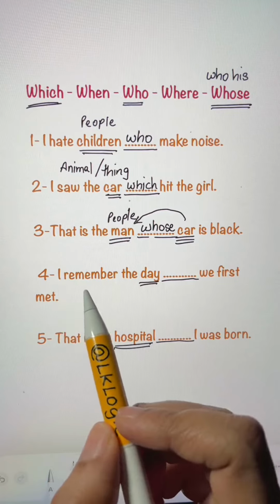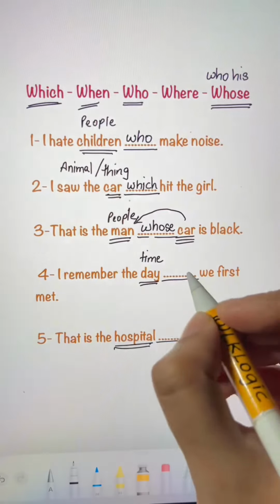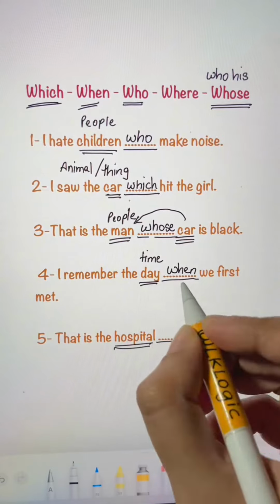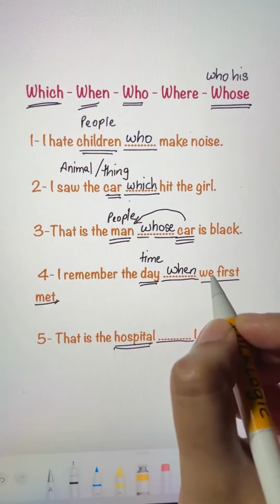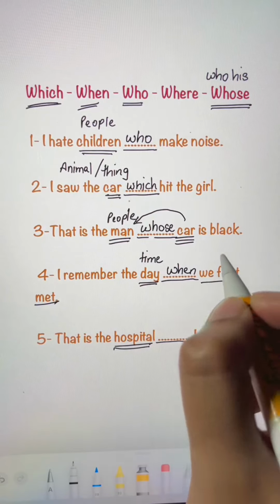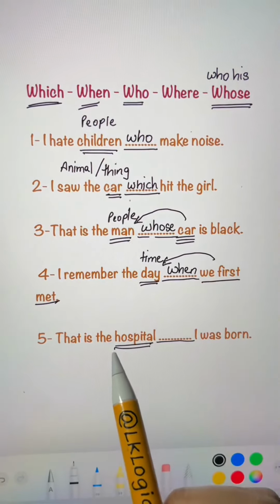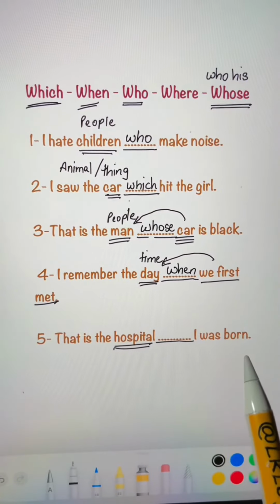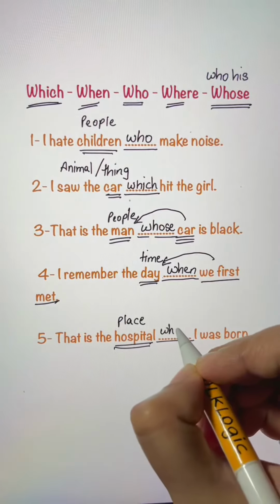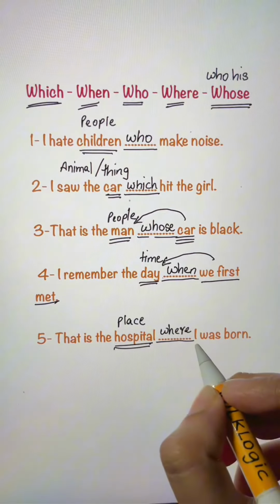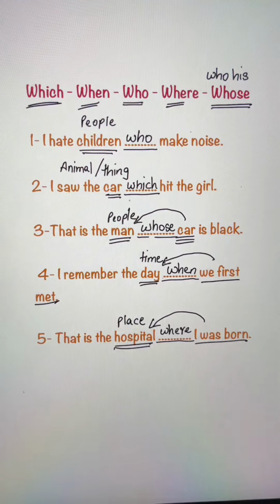Number 4. I remember the day. Day is a time. So we use when here. I remember the day when we first met. And also make sure that what comes after when, we first met here, happened on that day. Question 5. That is the hospital blank I was born. Hospital is a place, so we use where. And also make sure what comes next happened at this place. I mean, I was born at this hospital.